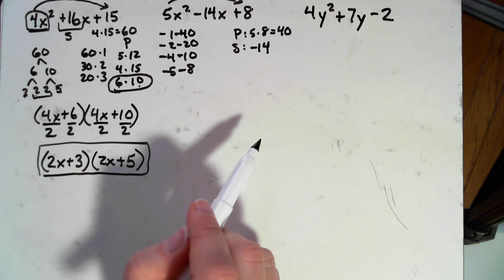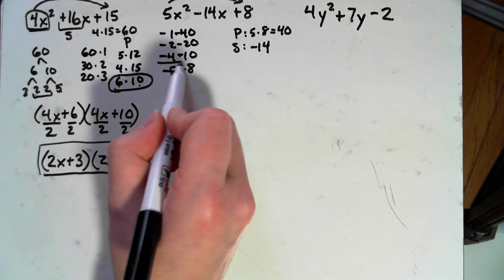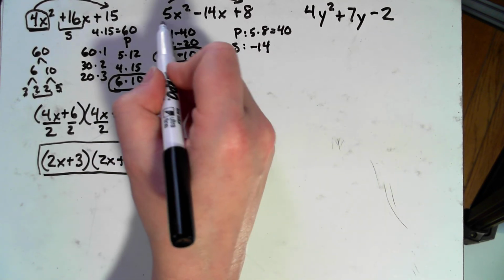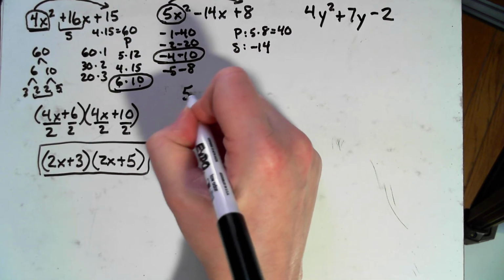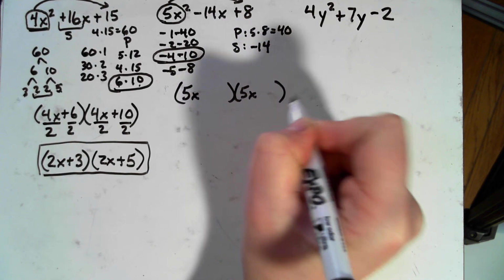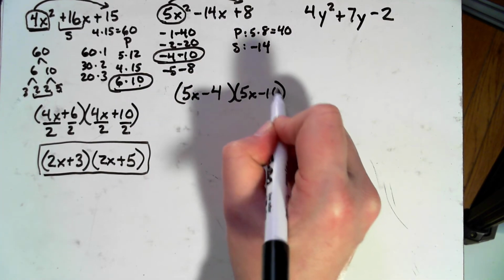So I made all of them negative, and now I look for a pair that adds up to negative 14, and that would be this one, negative 4 and negative 10. So again, I'm going to copy the 5x, not the squared. So 5x in both sets of parentheses, and now I'll put in my negative 4 and my negative 10.